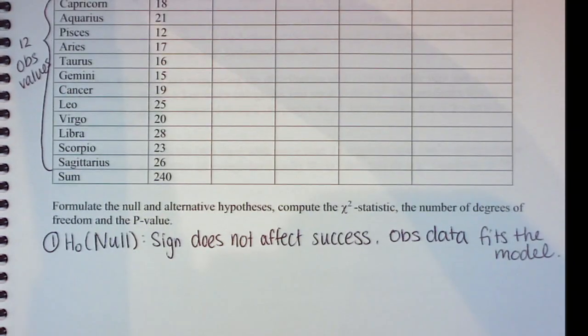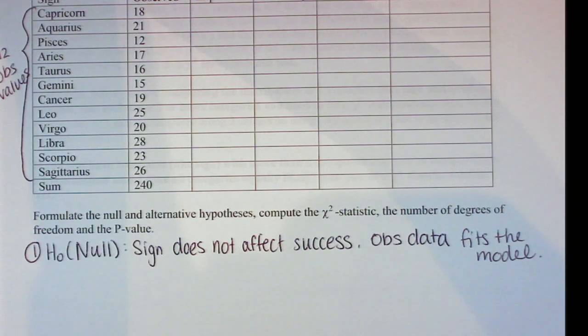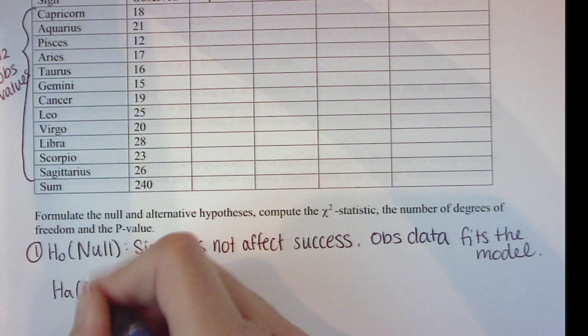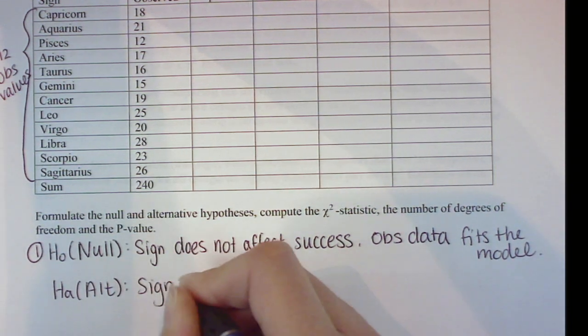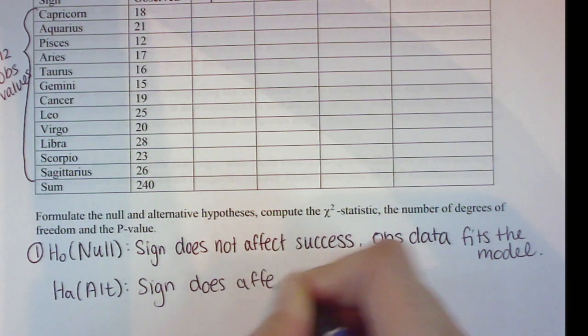And then the alternative is what people were trying to test. This was a study because people thought, I think your sign does affect your success. So the alternative is exactly that. Sign does affect success in college.